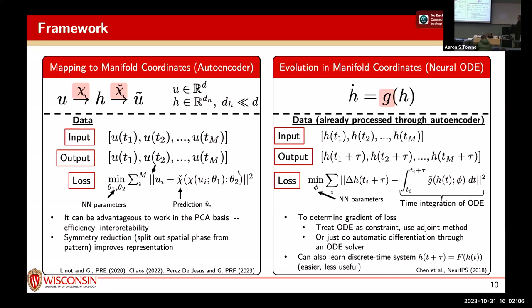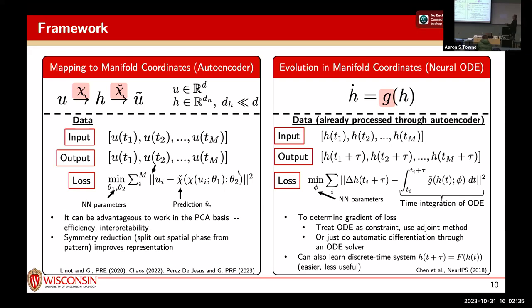And so now our loss is just that this delta h is just h of t plus tau minus h of t, and then this is the time integration of this differential equation from t to t plus tau, right? The complication here now is simply that our objective function has this integral, so this is basically an ODE solver, the Runge-Kutta method or something like that.